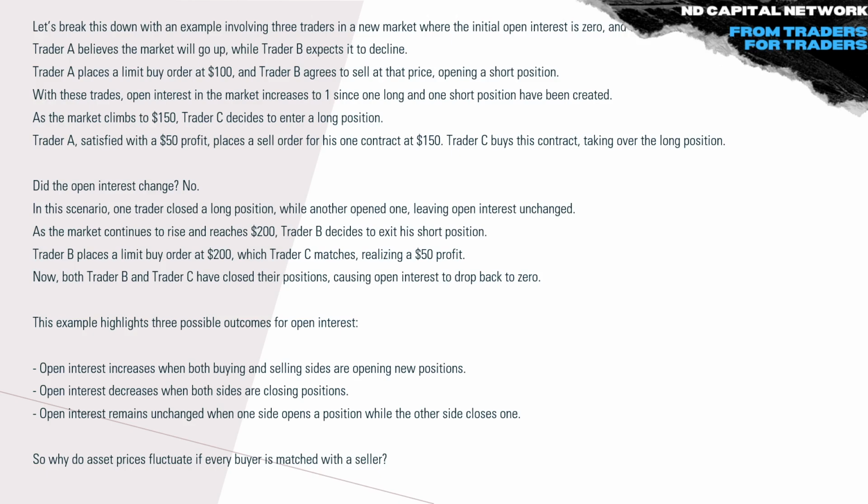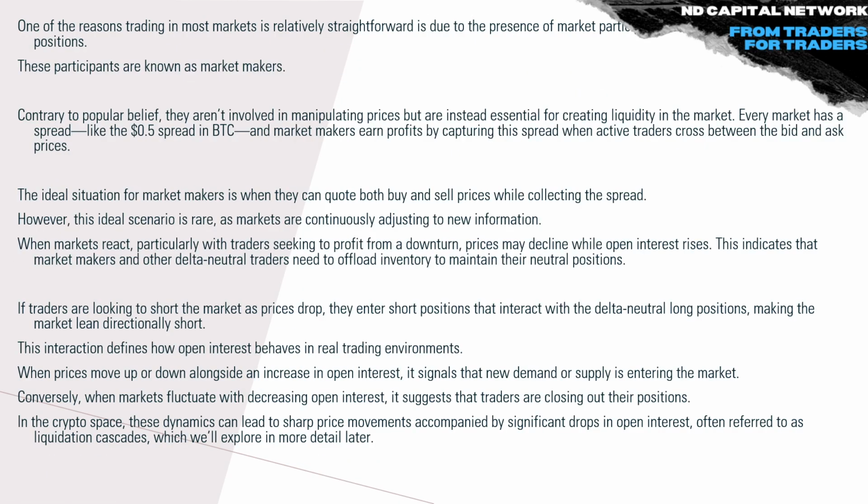So why do asset prices fluctuate if every buyer is matched with a seller? Now, the answer is very simple. One of the reasons trading in most markets is relatively straightforward is the presence of market participants who maintain delta neutral positions. These participants are known as market makers. Contrary to popular belief, they are not involved in manipulating prices; they are essential for creating liquidity for the market. Every market has a spread, like in BTC you have a 50-cent spread, right?